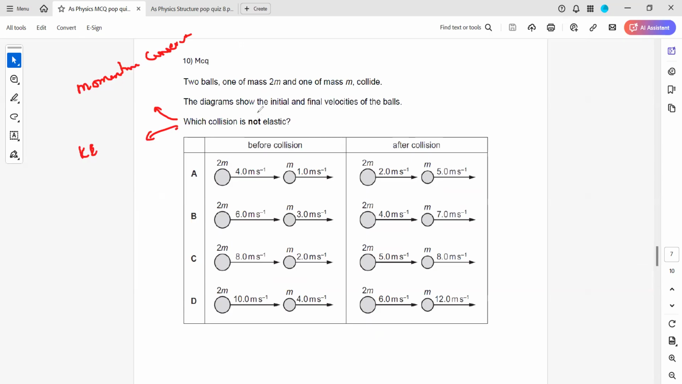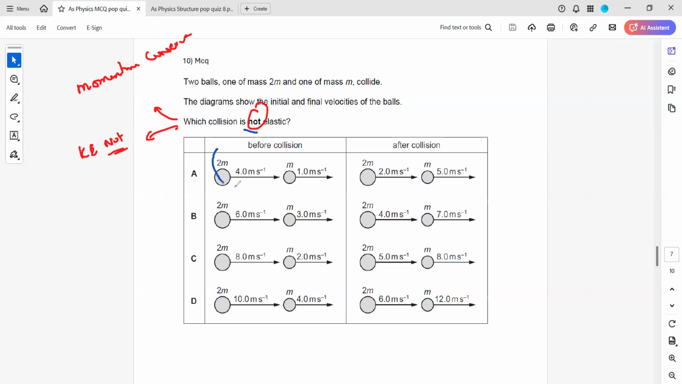But they ask which collision is not elastic. So in an inelastic collision, kinetic energy is not conserved, meaning it is not the same before and after. Momentum should be the same, but the kinetic energy should not be the same. So what you have to do is check the conservation of momentum first. If conservation of momentum is fulfilled, then move on to kinetic energy. Kinetic energy before and after should not be the same for an inelastic collision.